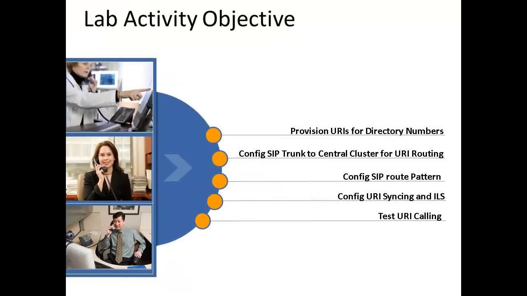The objective for today's lab is as follows: provisioning URI for directory numbers, configuring SIP trunks to a centralized cluster, configuring SIP route patterns, configuring URI syncing and ILS, and testing URI calling.